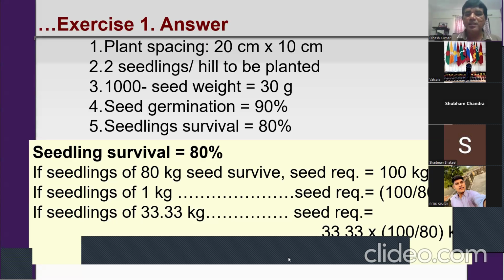So you can see that initially it was 30 kg, but because of poor germination and poor seedling survival, we had to increase the seed rate, which is now 41.66 kg per hectare.